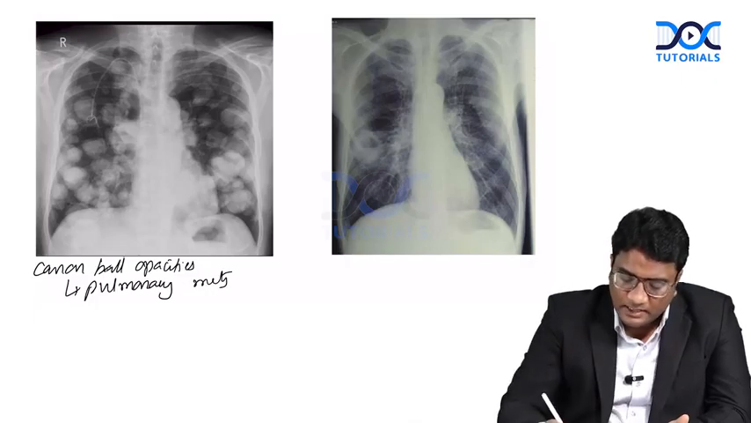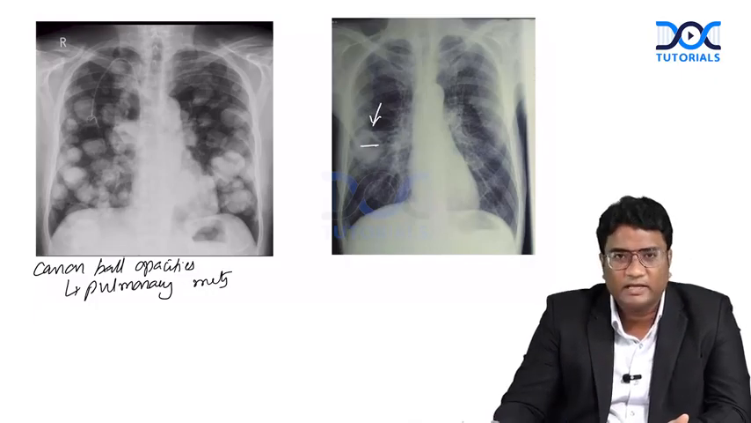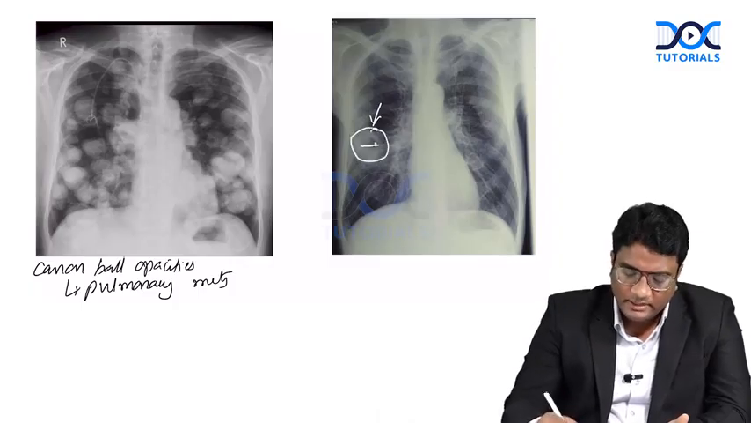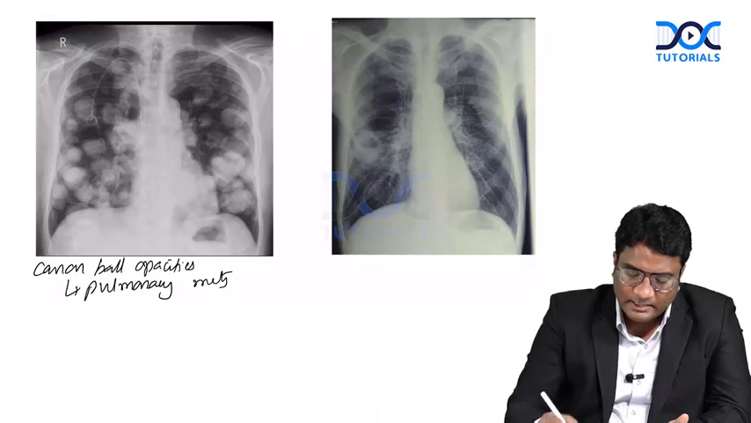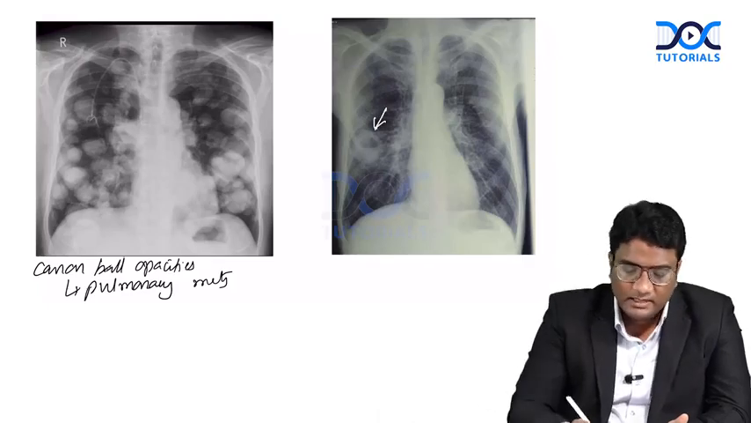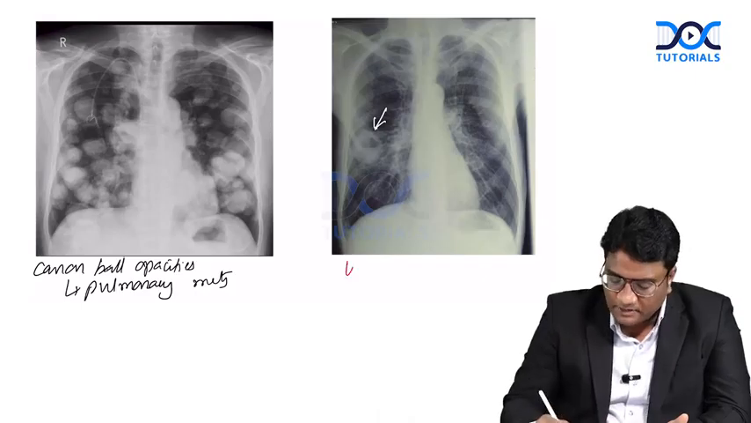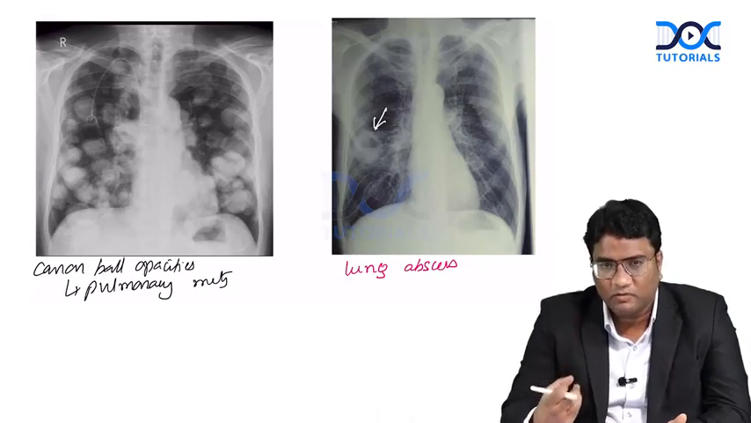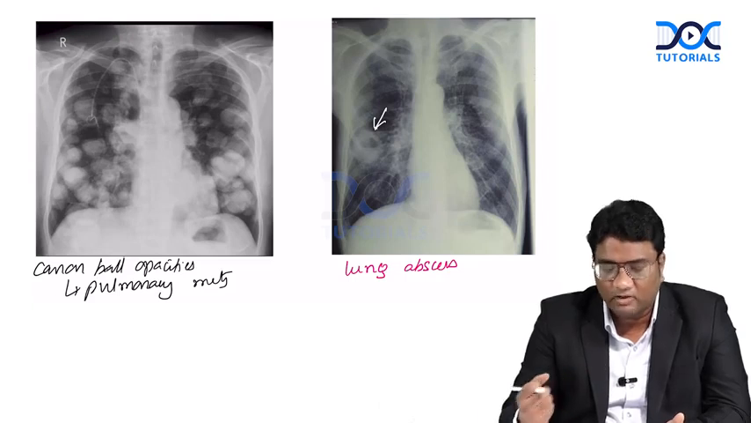And if you see a thick walled cyst with a horizontal air fluid level in it, not in the pleura, but within the lung, this is suggestive of a lung abscess. A fever patient with a thick cavity, a thick walled cyst with air fluid level, think of lung abscess.